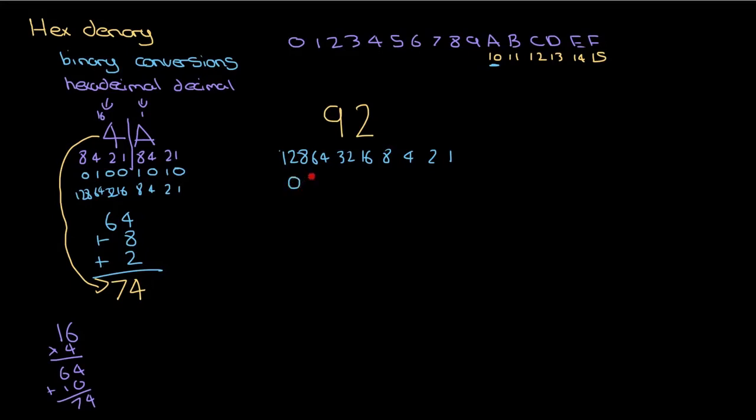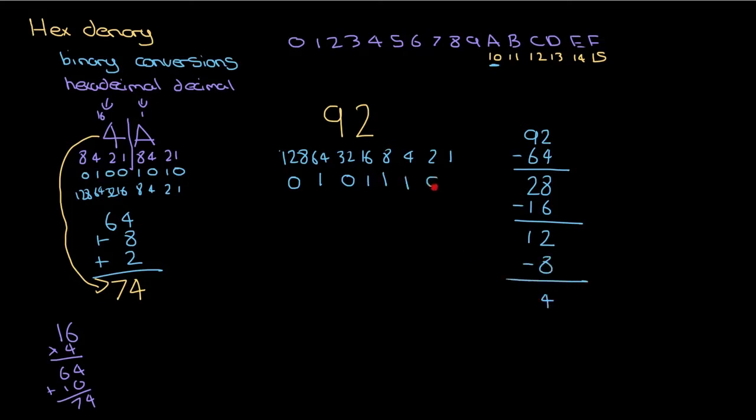So 92 is not greater than or equal to 128, so 0 under that, but it is greater than 64. So I'm going to do 92 minus 64, which is 28, and then I'm going to keep going along and doing that. So 28 is not greater than 32, but it is greater than 16, so 28 minus 16 equals 12, and I'm going to keep doing that until I've got my final number, which is going to be that, isn't it? Because 4 minus 4 is 0. Okay, so that's my binary conversion.